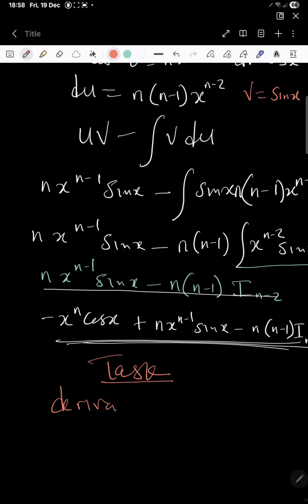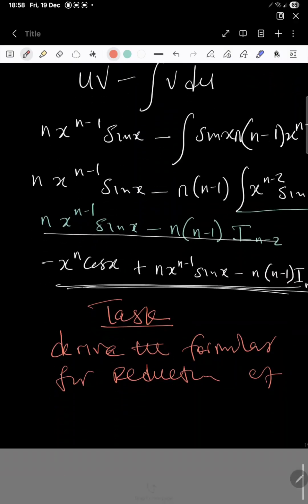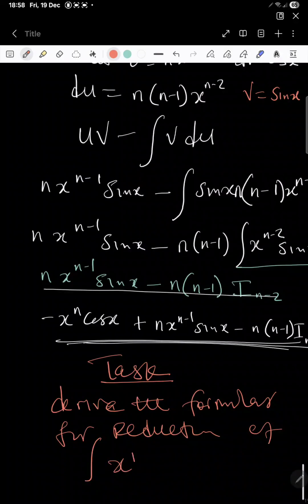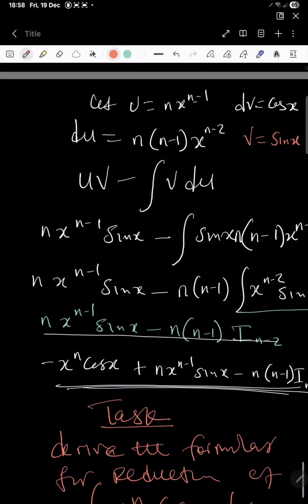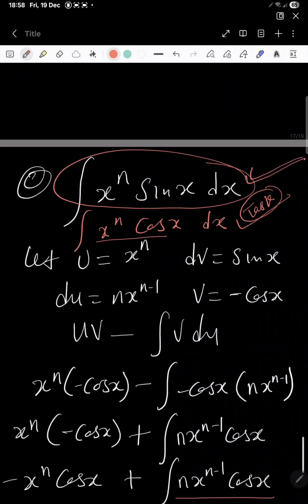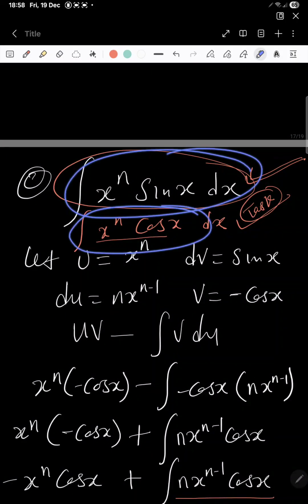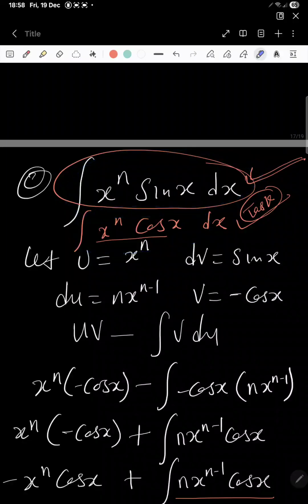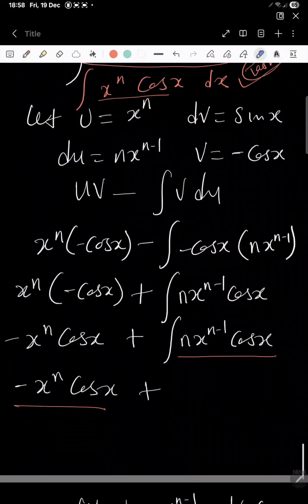So derive the formula for reduction of the integral of x to power n cos of x dx. So if you've just understood how to derive this one here, if you've understood how to derive this one, meaning that even this one will be the same, because what they have just changed there is the sine and the cos, but the whole procedure will remain the same.